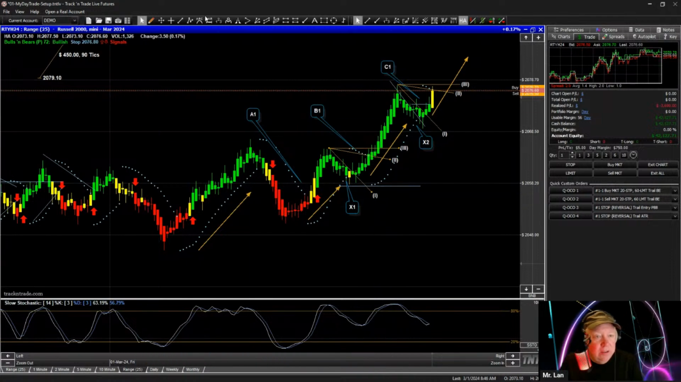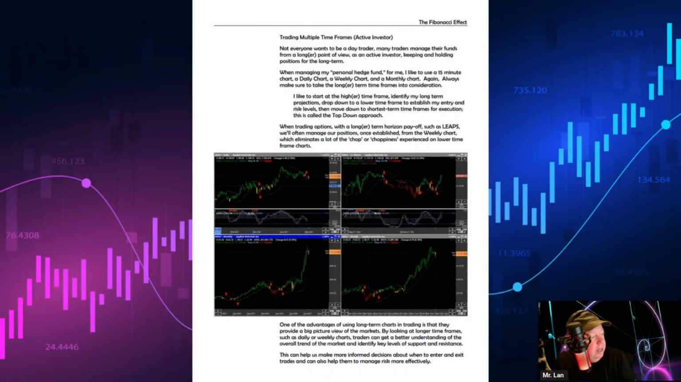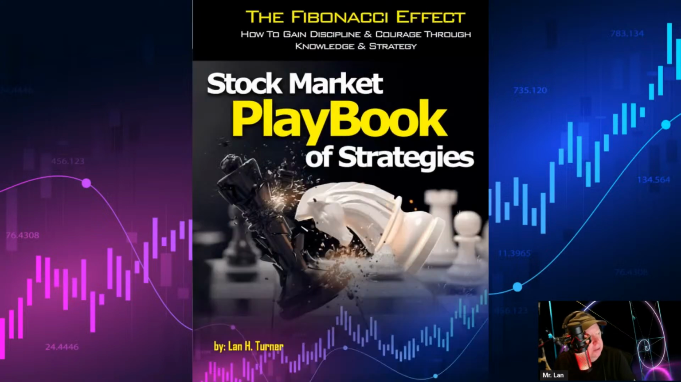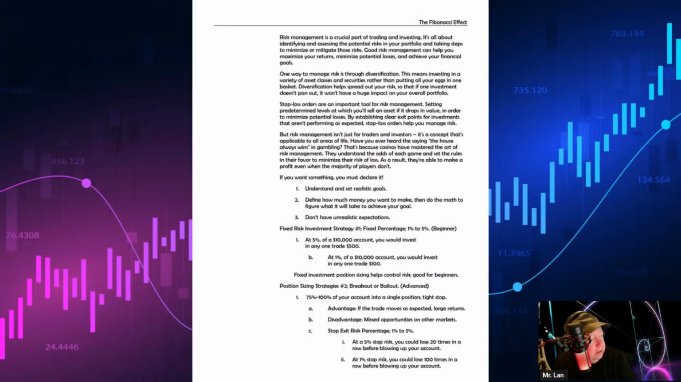And that is in the manual. There's actually pages in the manual. If you go to the manual, what manual, Lan? My manual. I have a manual for the class. It's right there. Stock Market Playbook of Strategies. All this stuff is in the manual. You can go get it on Amazon. Just search Lan H. Turner, and there's a whole book on all this stuff. This is what I was having technical difficulties with this morning when we were first starting.